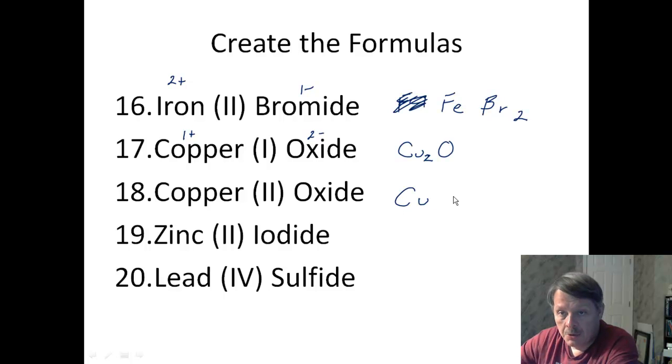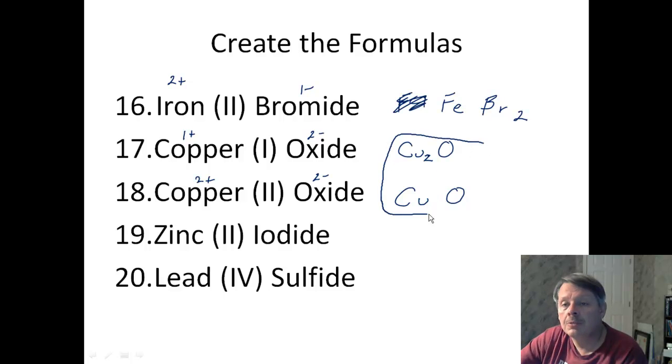Now I have copper 2 oxide. Copper is Cu. Oxygen is O. 2 minus and 2 plus, they cancel each other out, so CuO is correct for copper 2 oxide. Now folks, let me stop right there because these are very important. Very common that students will mess these up.